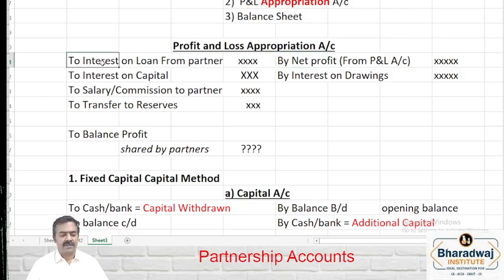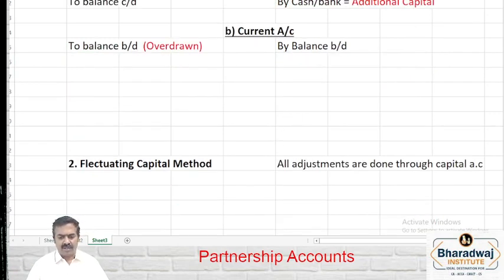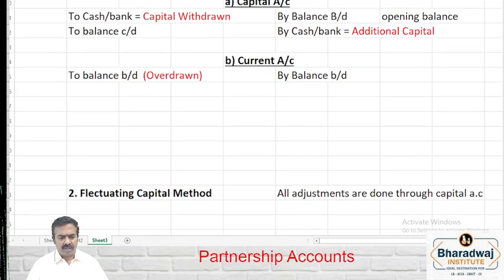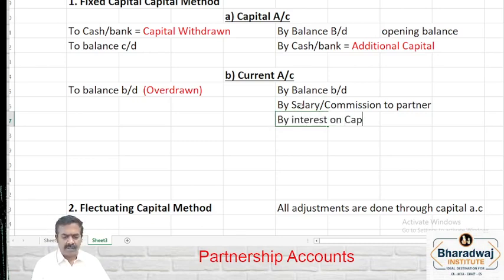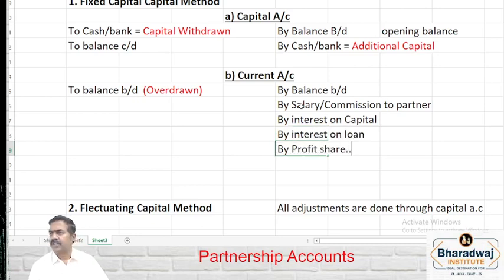What do you mean by current year workings? Interest on loan, interest on capital, salary, all partner related items will come in which account? Current account. So what will be recorded? By salary or commission to the partner, by interest on capital, by interest on loan, by profit share. Share of profit will be credited. Debit side, to drawings.